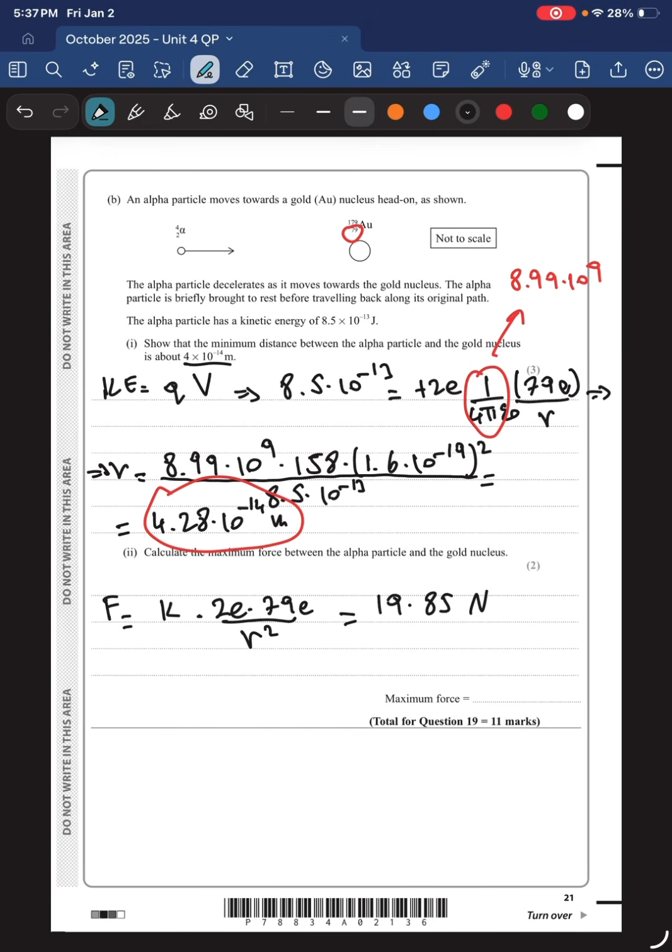And this is the force experienced by subatomic particles that have a mass which is about 10 to the negative 27 kilograms. It's crazy. So that's a large force.